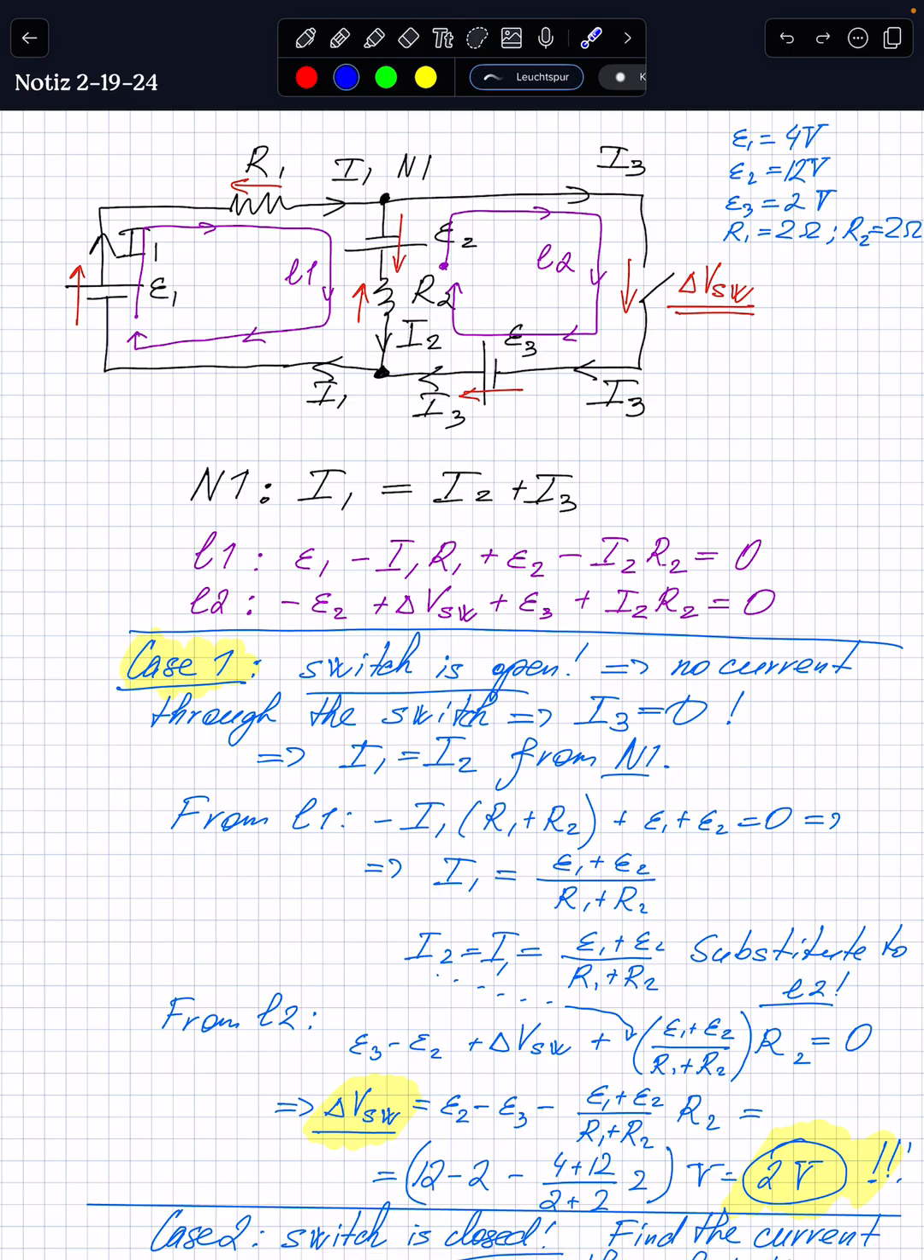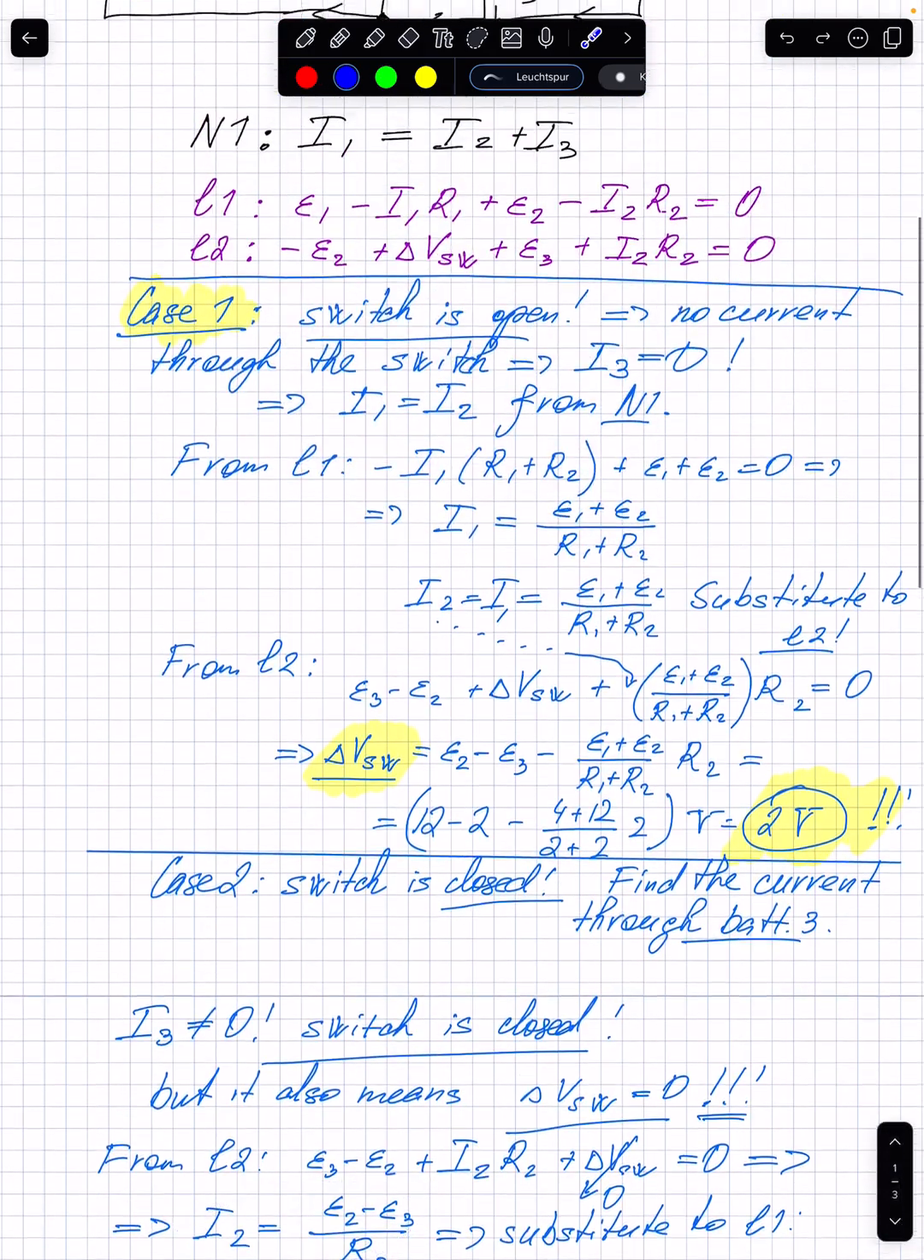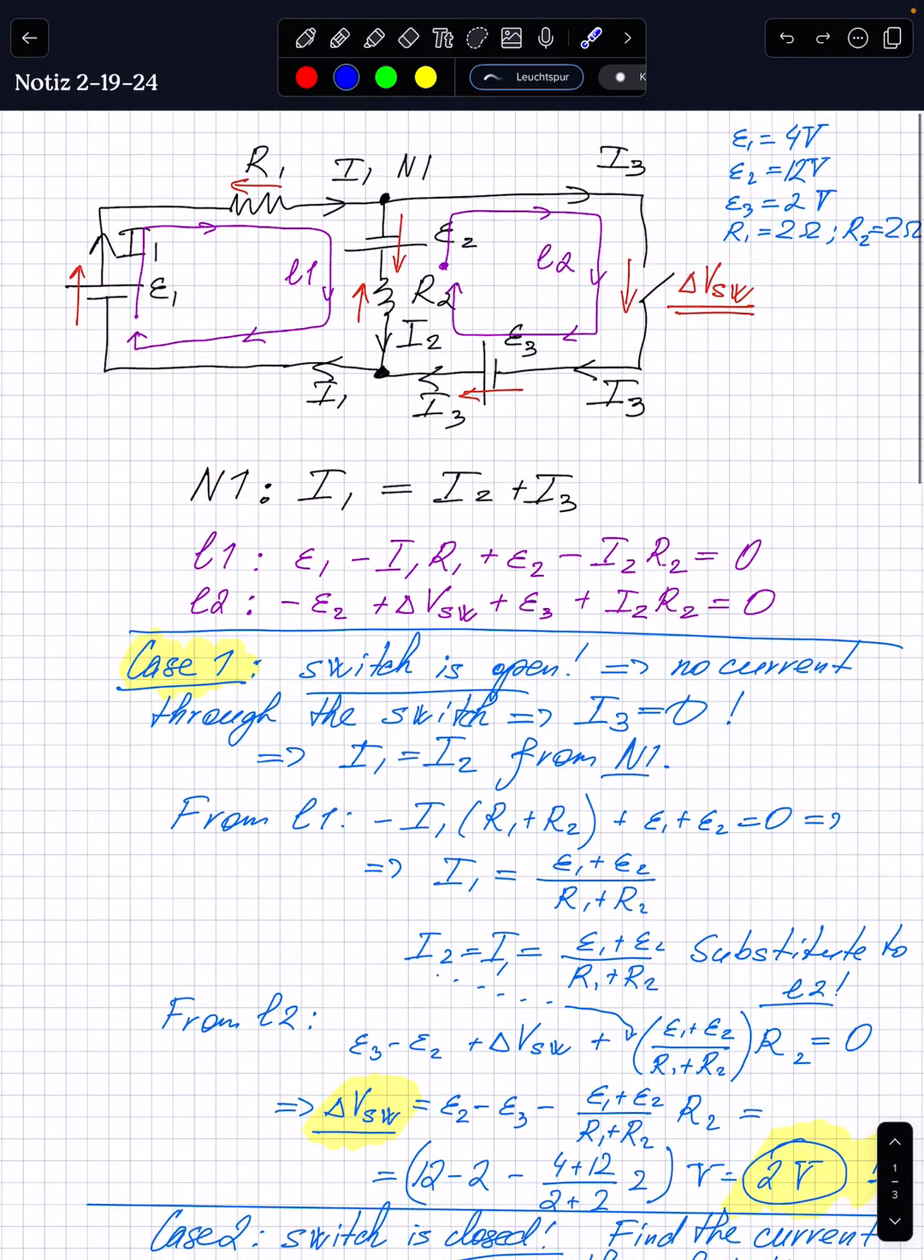In principle, after that, you will be able to find the current through the second battery and through the first battery. But we essentially just did this. So this would be the current through the first battery. This will be the current through the second battery. So this is pretty straightforward to do. This essentially concludes this type of problem. The only thing here I wanted to actually discuss in detail is how to treat the switch.